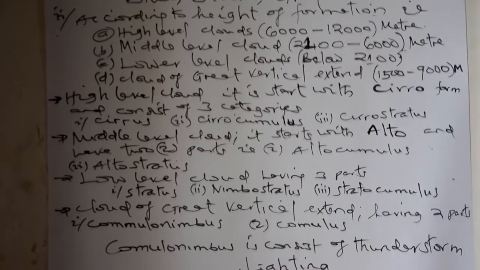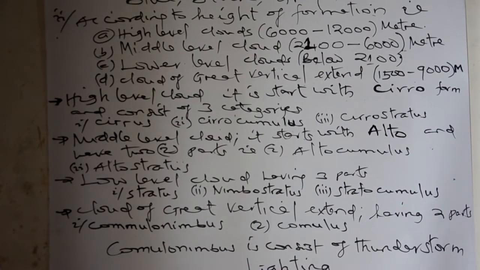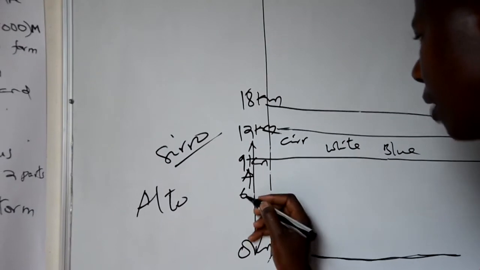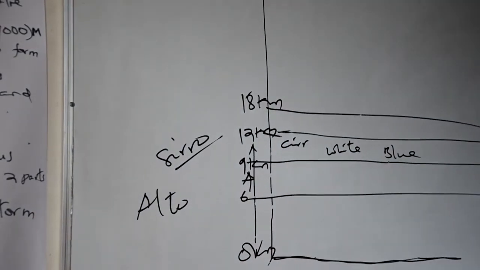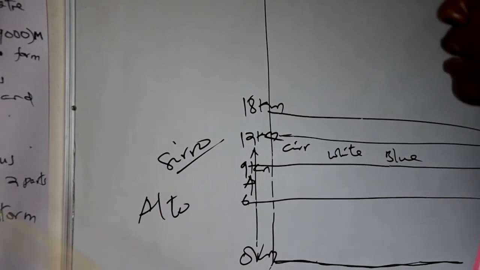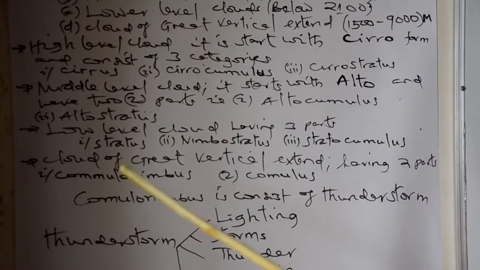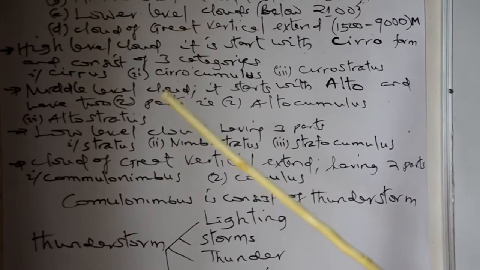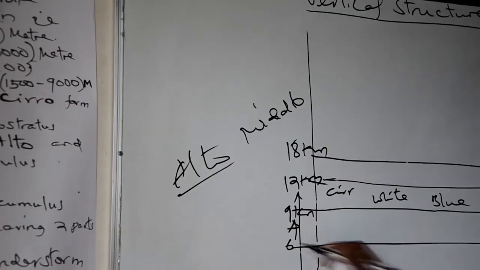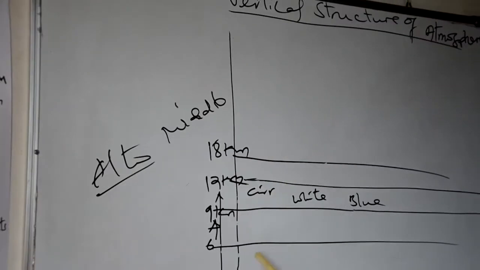The middle level is starting in the area of 6 up to 9 kilometers. And the cloud, according to appearance, which is taking place in this layer, is called alto, meaning middle. Therefore, the clouds which take place in the mid level, starting from 6 to 9 kilometers, are altocumulus and altostratus.